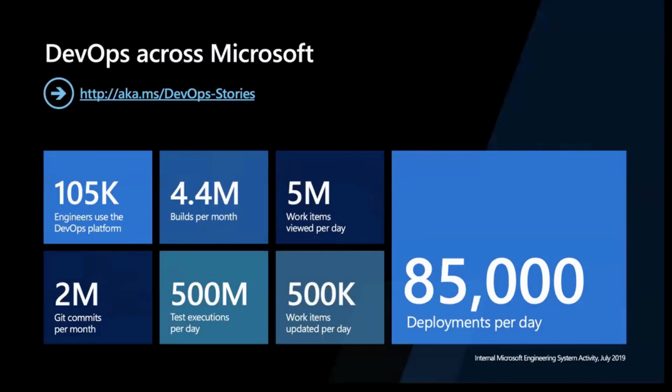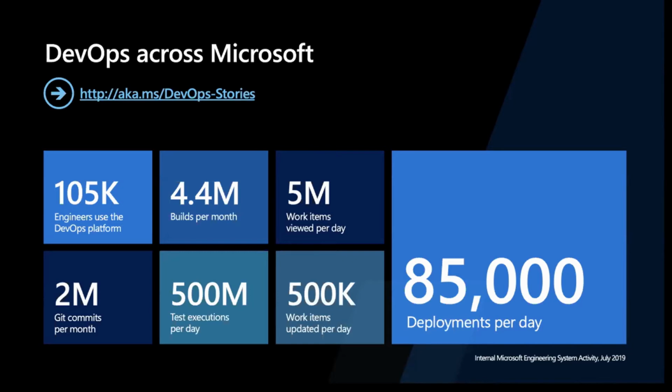So to give you a bit of context here before we start really going deep on some of these concepts, these numbers are from about 3 years ago and are taken from Microsoft's internal engineering systems. At the time, Microsoft had 105,000 engineers using their DevOps platform internally. That equated to 4.4 million builds a month, 5 million work items which were viewed per day, 2 million Git commits per month, 500 million test executions per day.